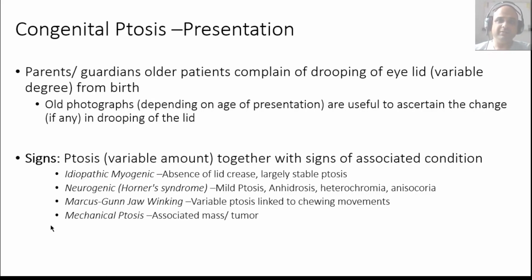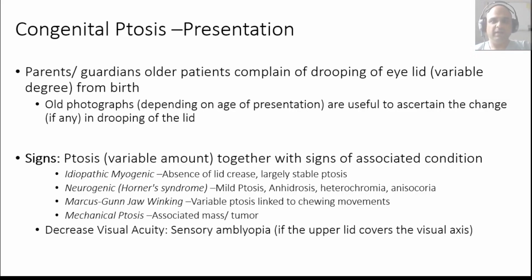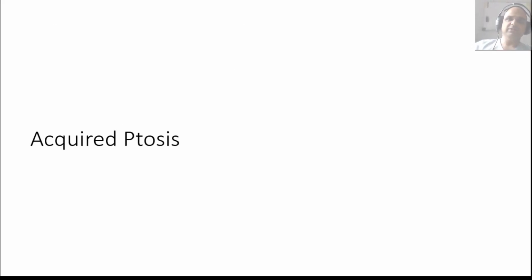Then you have Marcus Gunn jaw-winking, that is ptosis associated with chewing, and mechanical ptosis would have an associated mass or tumor that you could see. Decrease in vision is something that could also be a sign, and that would depend upon the duration of the ptosis and the severity of the ptosis, if the upper lid is covering the visual axis. So this is again a sensory amblyopia that is the cause of decreased vision in this case. So let's talk about acquired ptosis before we talk about management, because management is something that we can group together.